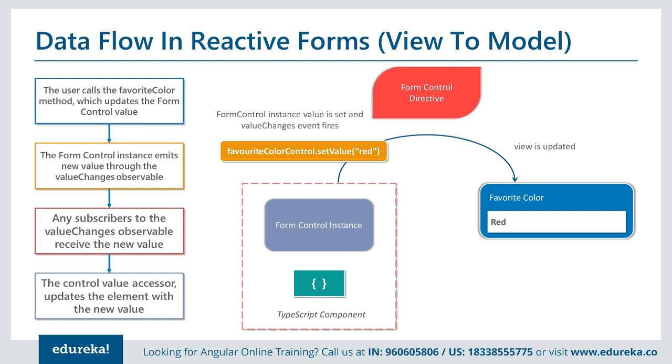Value change observables trigger. Any subscriber to the value changes observable receives a new value. The control value accessor updates the element with the new value. Who is the controller? The form controller. The value accessor updates the element with the new value.